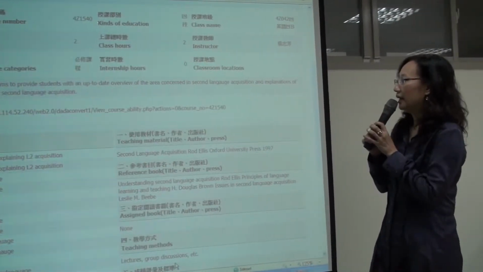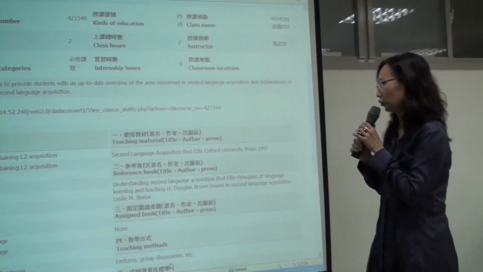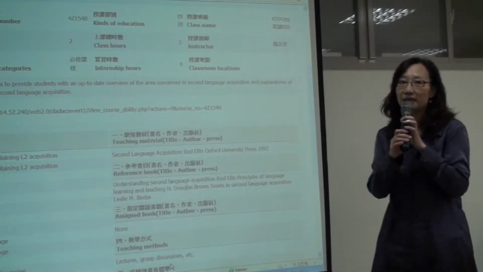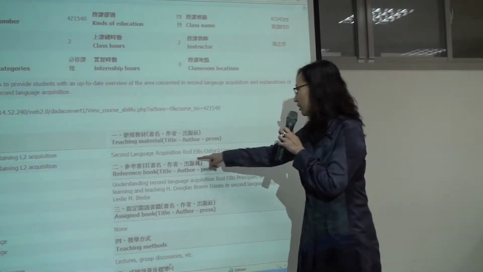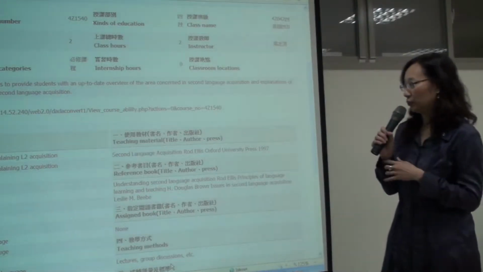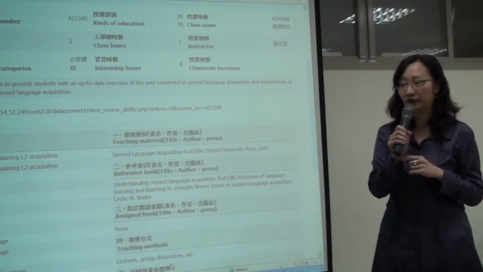About the teaching materials we are going to use for this whole semester, it is named Second Language Acquisition, written by Rod Ellis. Everyone, you have to buy this book. We are going to use this book as our textbook for the whole semester.